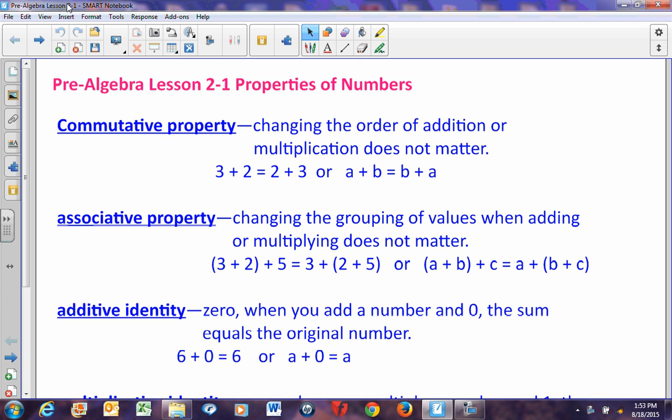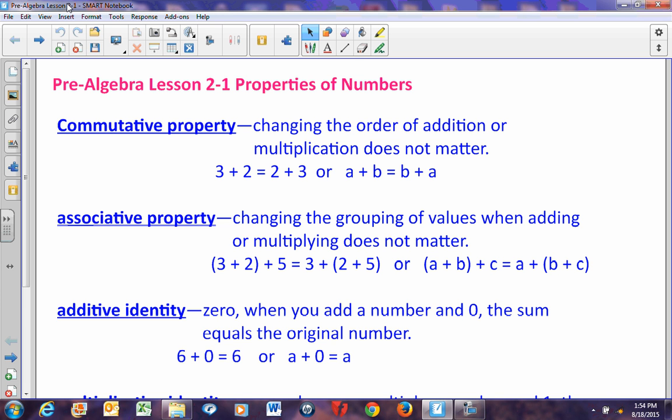Commutative comes from the word commute. If you know what the word commute means, it means to get from one place to another place. How you get to school doesn't matter. You can drive a different route every day if you want, as long as you get to school on time. They don't care how you get from point A to point B, as long as you get from point A to point B. Same thing happens with addition and multiplication. The order in which you add something or the order in which you multiply something doesn't matter. 3 plus 2 is the same as 2 plus 3. 3 times 2 is the same as 2 times 3.